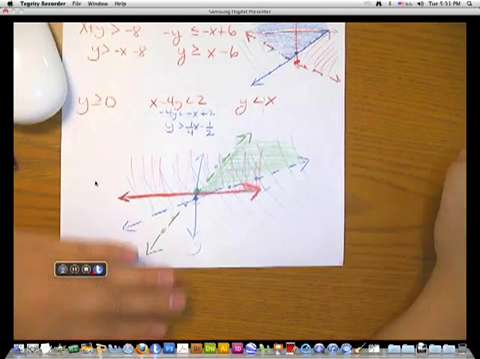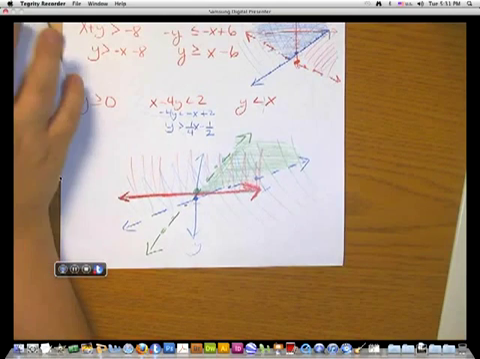So that's how you do more than 2 lines. And that will be 3.3.